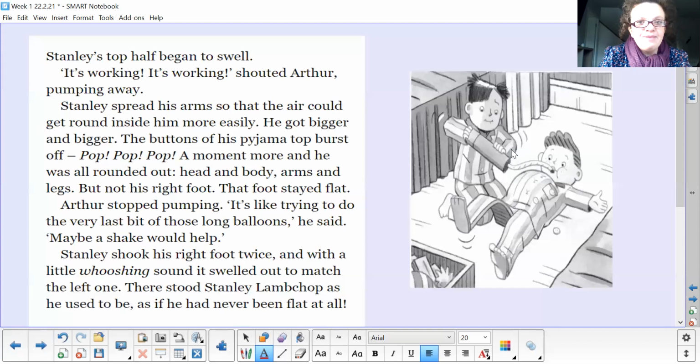Okay. Bigger and bigger, we know what that means. And we also know pumping would mean to put the air into him. Swell is to like blow up, and bulge is to get bigger. Okay. And then whooshing means it's spreading all around.